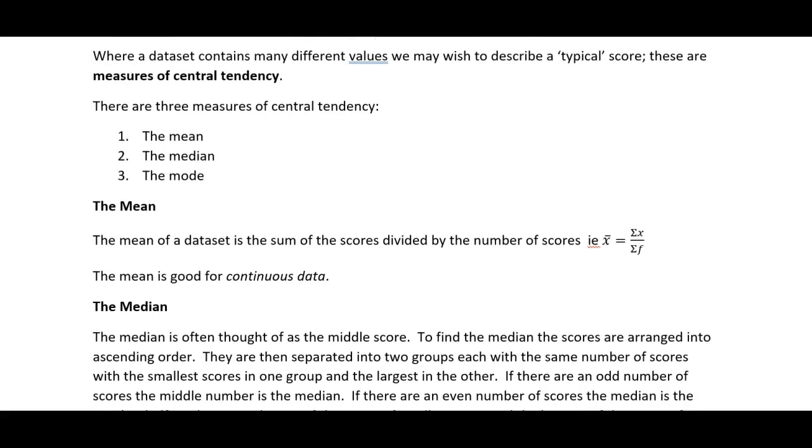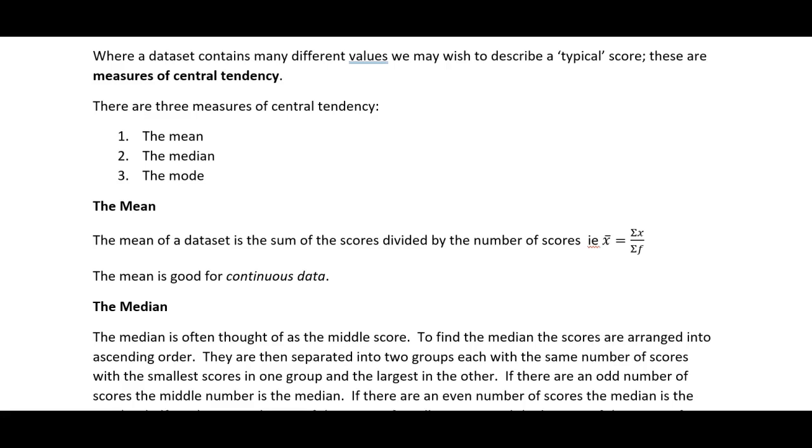So the mean: add all the scores up, divided by the number of scores. This funny little sideways capital M looking thing is the uppercase Greek sigma, which means the sum of. It's a little shorthand in mathematics for saying add all of these things up. So add all of the scores together, add all of the frequencies together, and divide the sum of the scores by the sum of the frequencies. That gives you the mean.